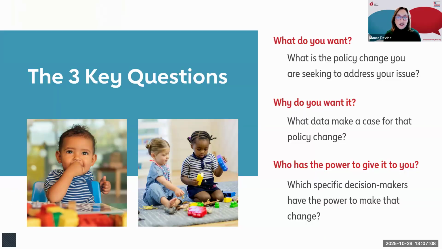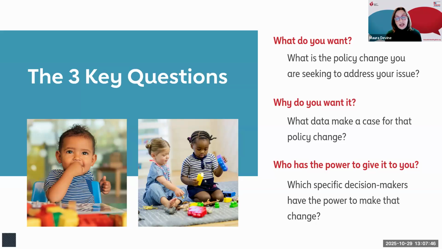It's always tempting to want to jump right into methods and strategies, but winning policy change campaigns are those that are guided by these 3 key questions. The first is, what do you want? What exactly is the policy change that you're seeking to address your issue? And second is, why do you want it? What data makes a case for that policy change, and what's the reason behind the change that you're asking for? And finally, who has the power to give it to you? Which specific decision makers in state or local or even federal government have the power to make that change? The answer to these questions can change throughout a campaign and you'll need to pivot.